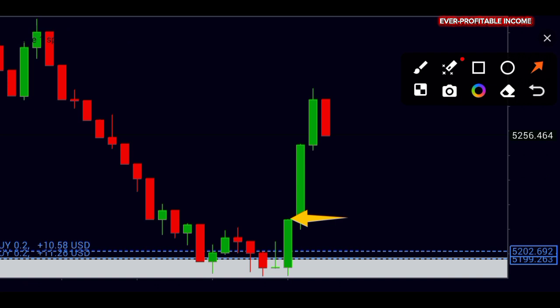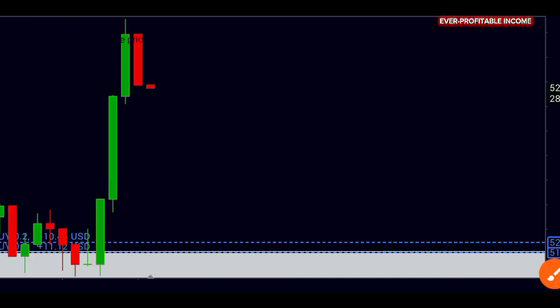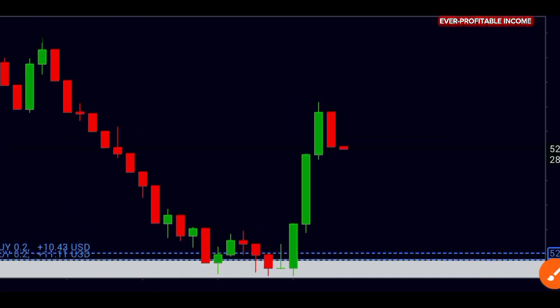But me, I entered earlier because I am confident. I've seen all the signs: I've seen rejection at the support zone, and I have also seen buyers pushing price up, so I entered earlier. But the safest zone for you to enter is after the close of the bullish engulfing candle.